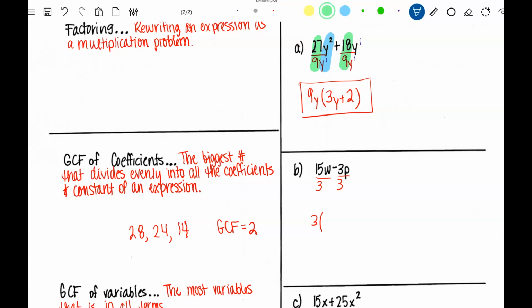So I'm going to divide left to right to find out what's left. 15 divided by 3 is 5. Bring down the w.